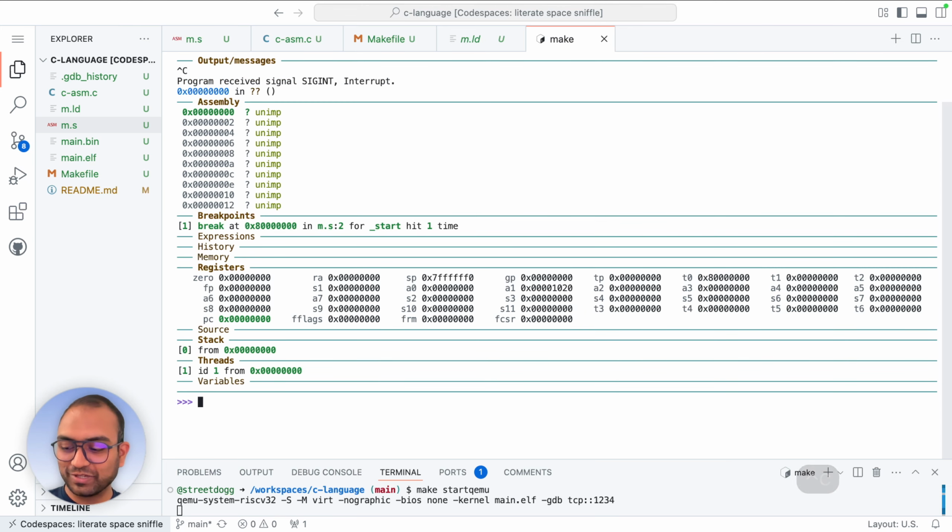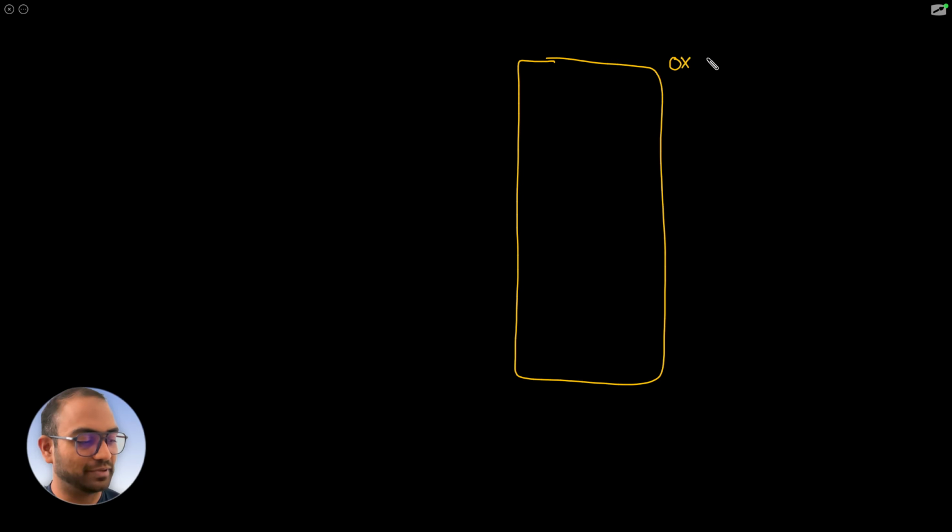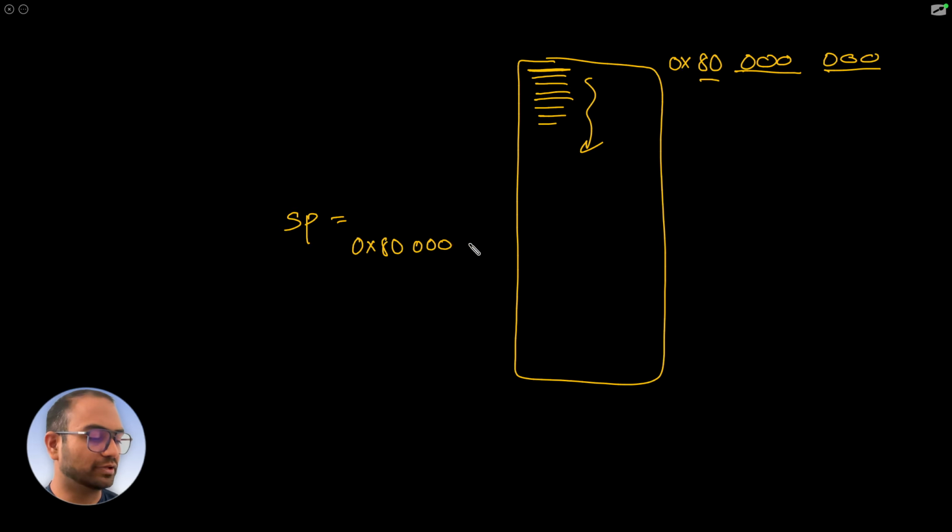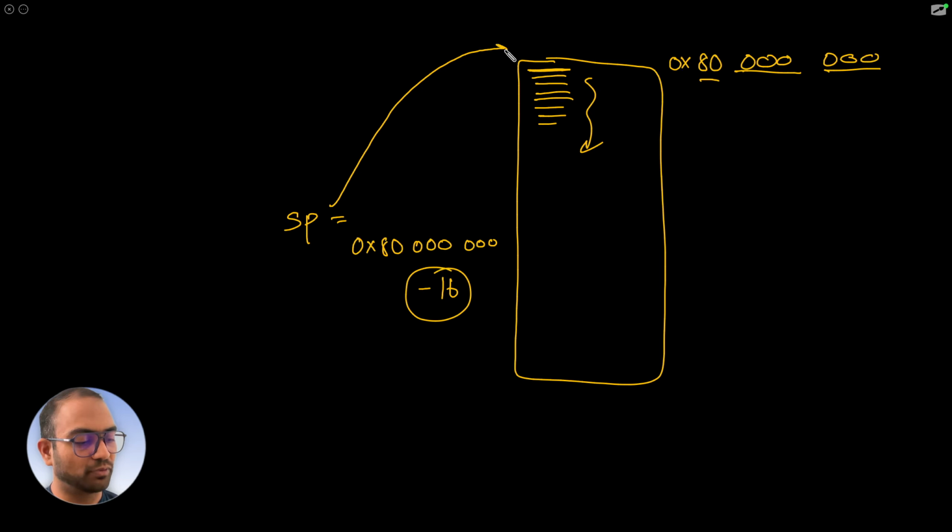So I must explain what happened there. We had the memory that started from hex 80 million. It was 80 with 6 zeros. And we had our first instruction here and then forward. What we did was in the stack pointer, we loaded the value 80 million, and then the CPU performed a minus 16 on it as a result of the C to assembly conversion. And so the stack pointer was then pointing right here.